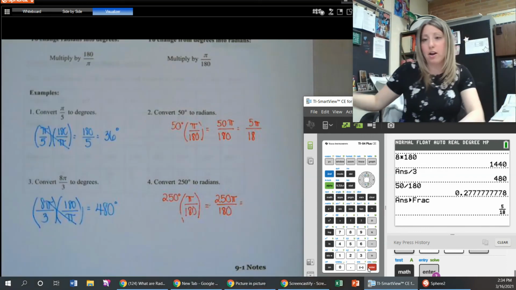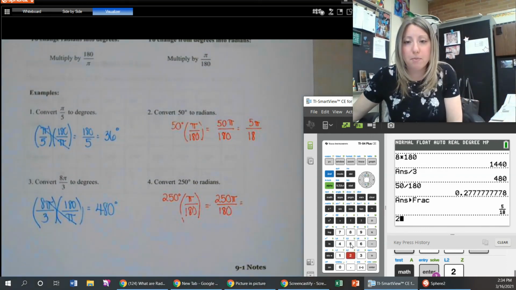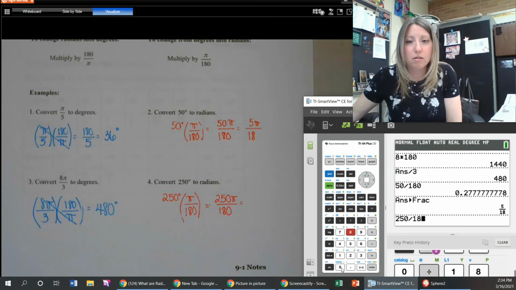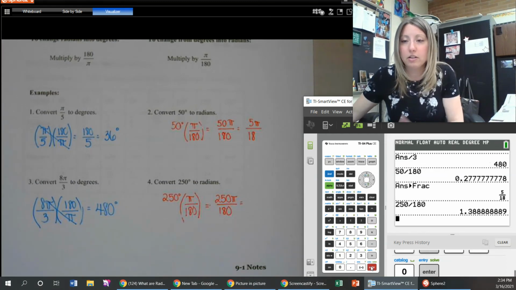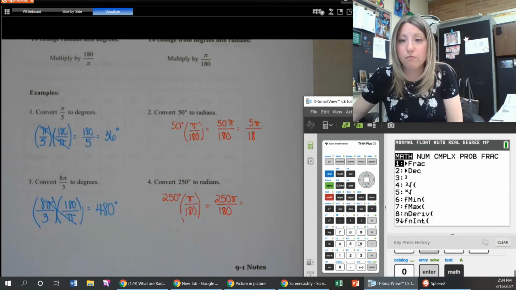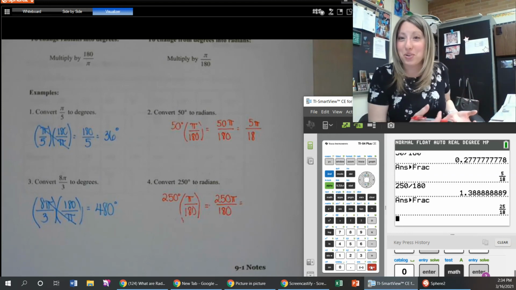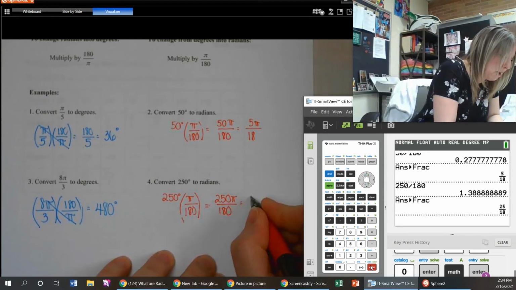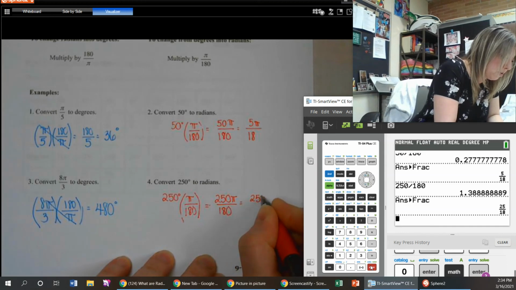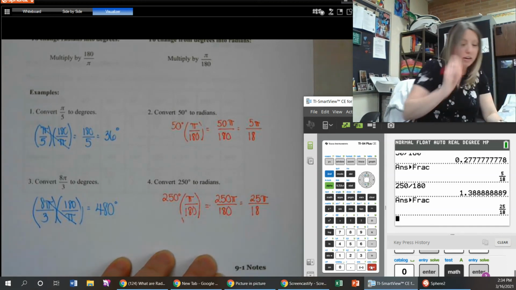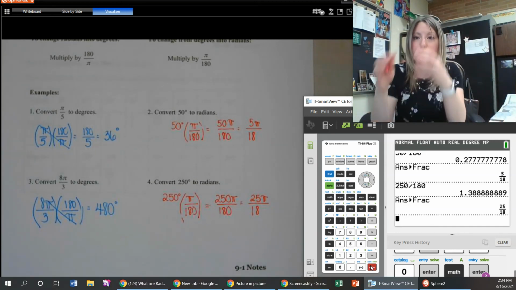And now in my graphing calculator, I'm just going to type in 250 divided by 180. And I get this, which means nothing to me right now, but I need it in fraction form. So math, enter, enter. There we are. So again, the zeros just cancel out and we keep that pi involved in the numerator. That is our conversion into radians.